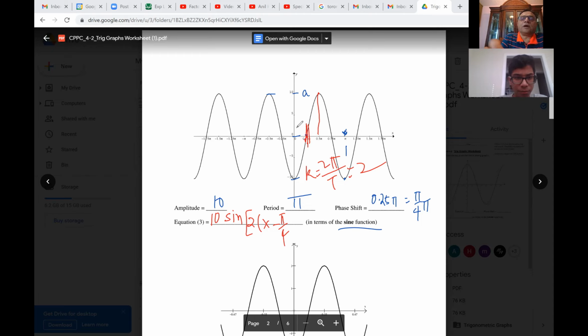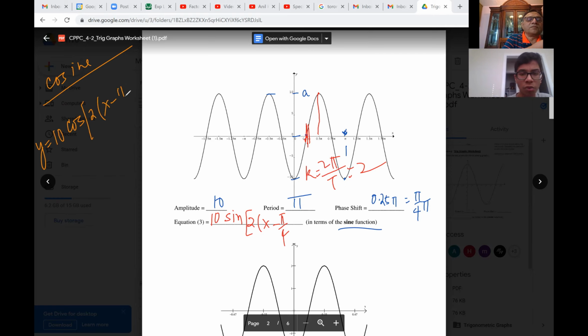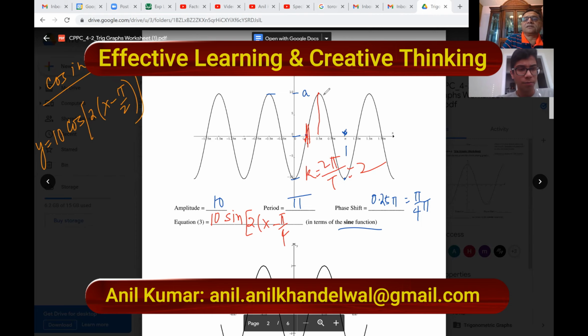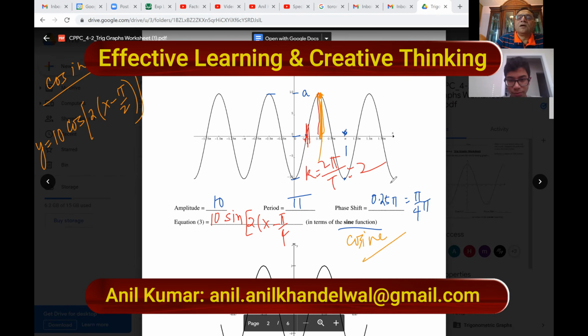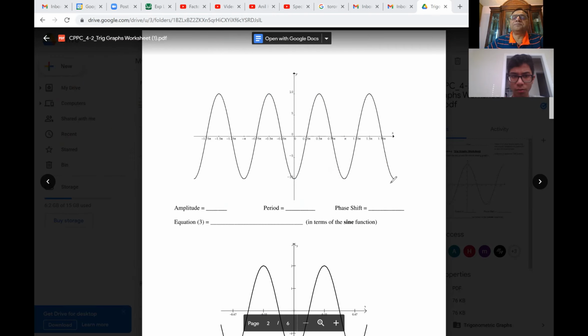Now let's write down the cosine function. For the cosine function, can you tell me please? It is y equal to 10 cosine of 2 times x minus pi over 2, correct, because this is for the cosine function. Perfect. So it's easy for you now, right? Great. Let me clear this and we'll move on to the next graph.